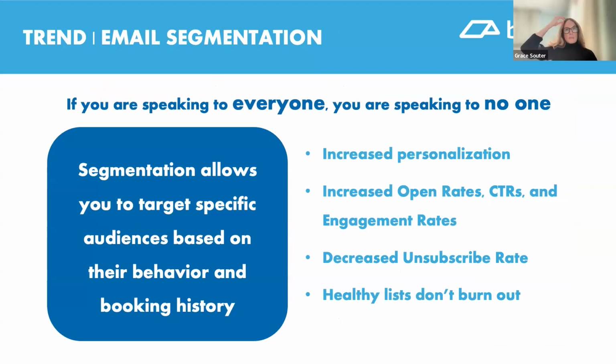Basically, segmenting is when you take your larger list, which could be thousands or tens of thousands, and you break it into smaller lists based on the booking behavior and booking history that those guests have shown on your website previously. Segmentation allows you to target specific audiences based on their behavior and their booking history.